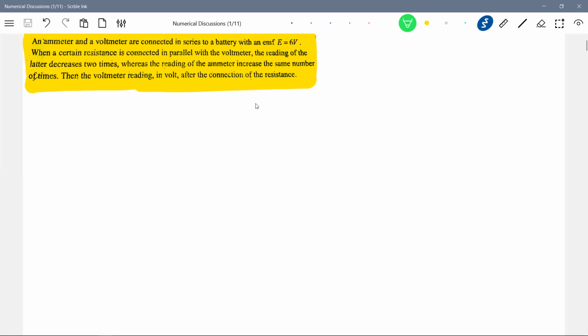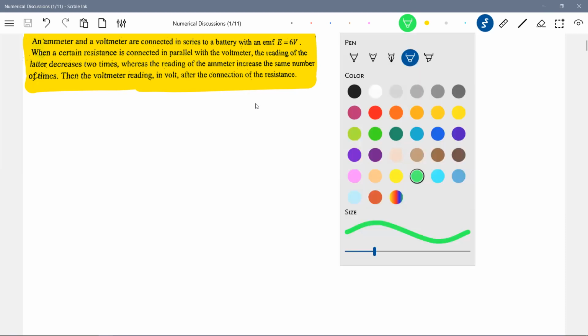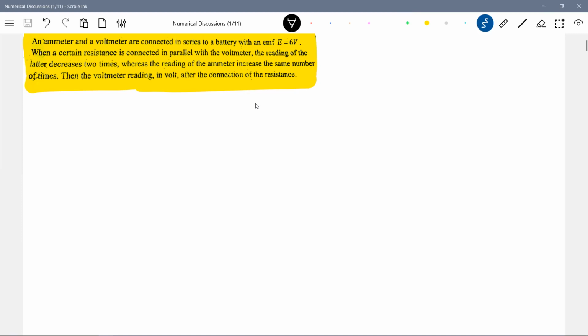Okay, first draw the circuit diagram. We'll draw the relevant circuit diagram. Ammeter and voltmeter are connected in series. When a certain resistance is connected in parallel with the voltmeter, the reading of the latter decreases, and the reading of the ammeter increases the same number of times. Find the voltmeter reading in volts after the connection of the resistance. Read the question; you have to get the diagram first.